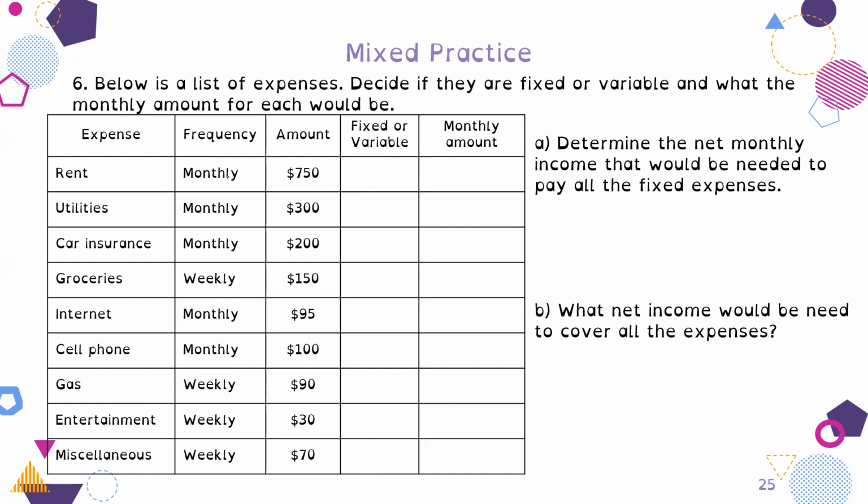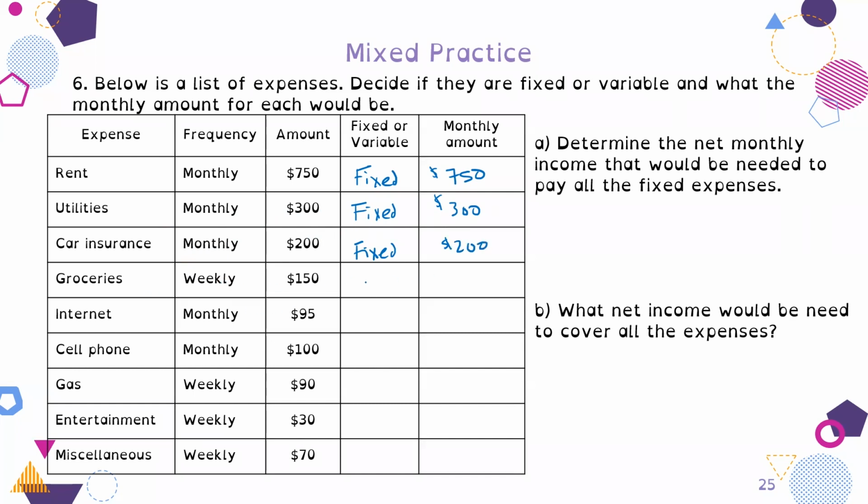So rent is monthly and it's $750, and that is a fixed amount, right? Rent is going to always be the same. So monthly, it's going to be $750. Utilities are monthly for $300. That is also fixed. Utilities can be complicated if it includes heat, because that can vary, but we're just going to say it is fixed. Car insurance is monthly for $200. Car insurance is also fixed, at $200 monthly.